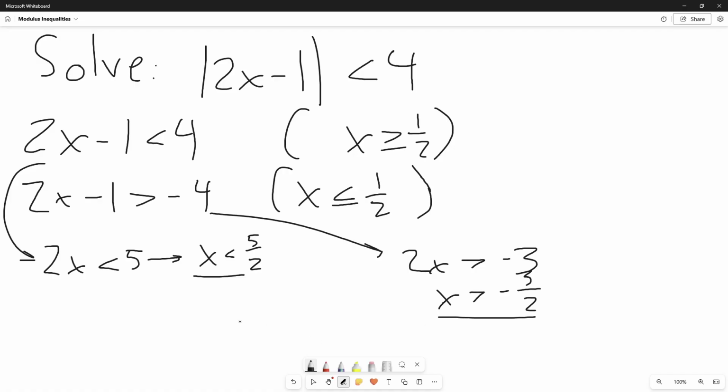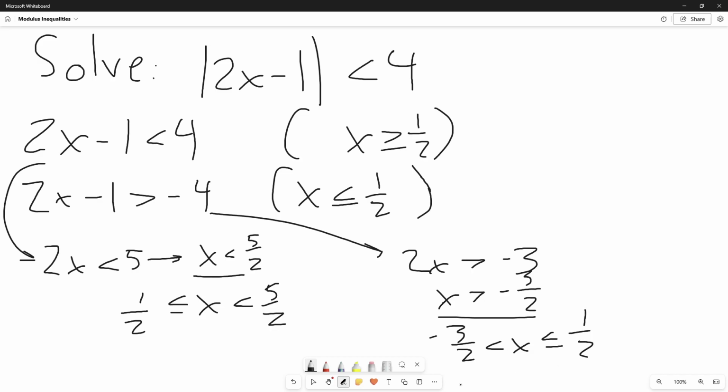And then we have to match them up with the conditions that we set. So the first one, x is less than 5/2, and x is greater than or equal to 1/2. So this becomes 1/2 is less than or equal to x is less than 5/2. And then the second one, when x is less than or equal to 1/2 and x is greater than -3/2, this becomes -3/2 is less than x is less than or equal to 1/2.